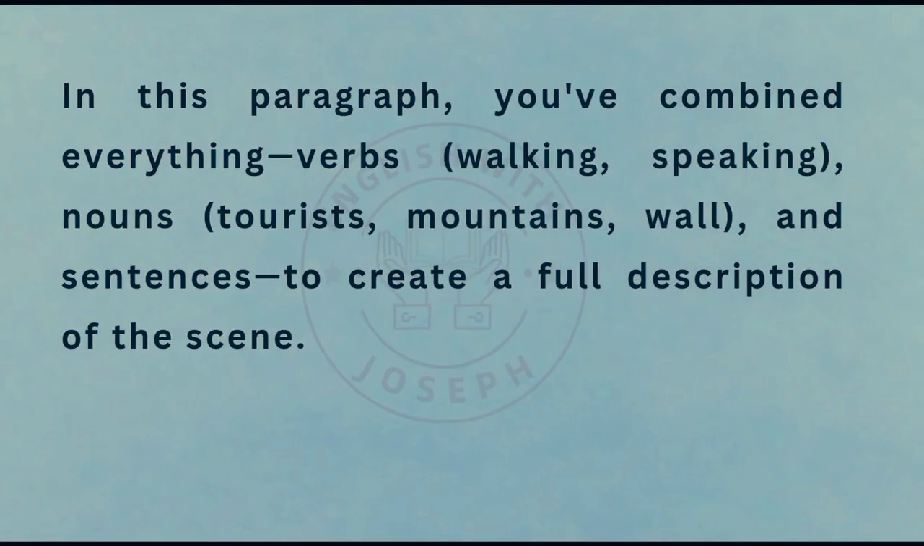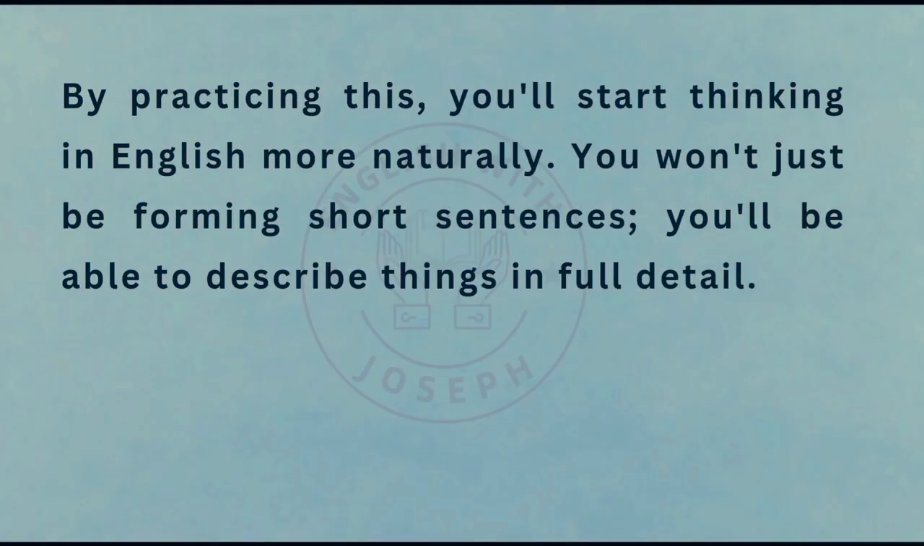In this paragraph, you've combined everything: verbs, walking, speaking, nouns, tourists, mountains, wall, and sentences to create a full description of the scene. By practicing this, you'll start thinking in English more naturally. You won't just be forming short sentences, you'll be able to describe things in full detail.